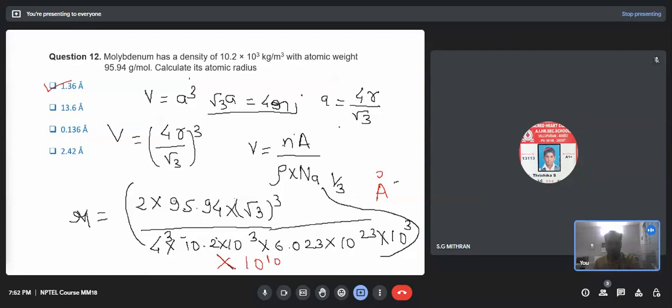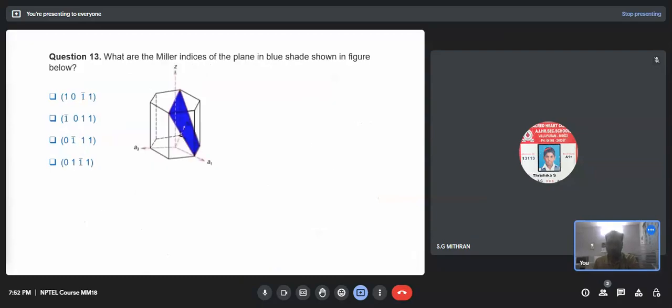Now we'll move toward the next question. The question is, what are the Miller indices of the plane in blue shade given in the figure below? It is a very simple question, but the diagram is not visible properly. So this is A1, this is A3, I will just tell you orally. This is A2 and this is Z.